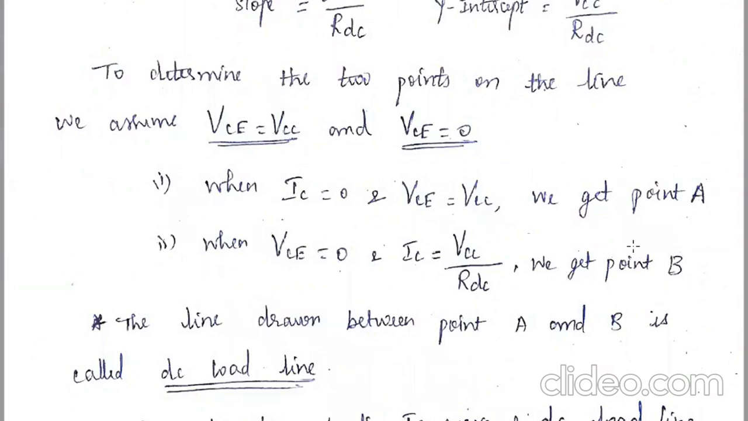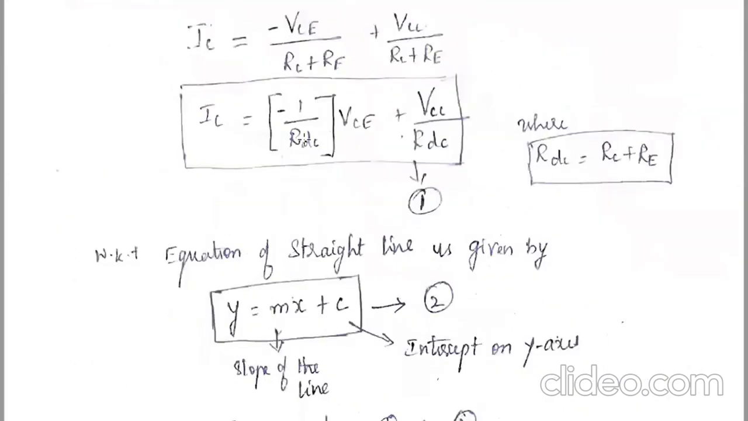Next, we'll see how to find point B. For finding point B, I'm going to substitute VCE equal to 0 in the collector current equation. If I substitute this part as 0, this becomes 0. So my collector current will be equal to VCC divided by RDC. That gives my point B.